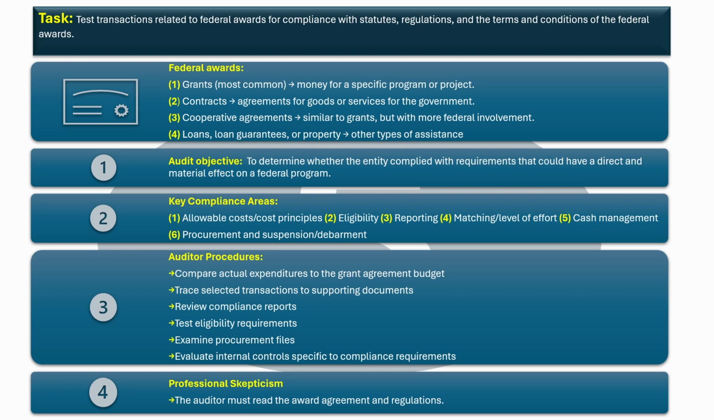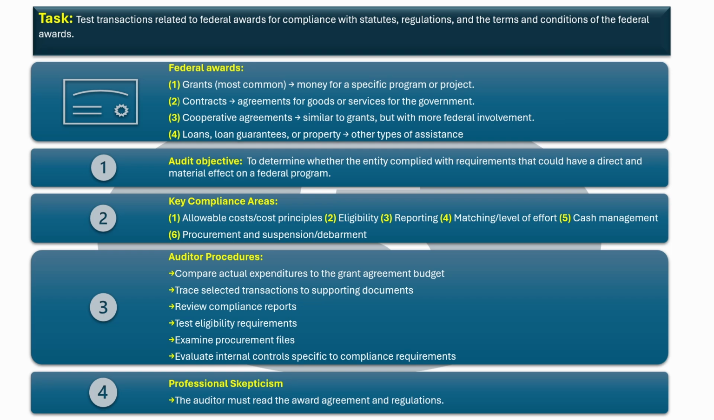For example, education, healthcare, infrastructure, or research. When auditors test federal awards, they aren't just checking accounting accuracy. They're checking compliance with laws, regulations, and the terms of the award. This type of work typically falls under the Single Audit Act and Uniform Guidance, 2 CFR Part 200. 1. Objective. The goal is to determine whether the entity complied with requirements that could have a direct and material effect on a federal program.